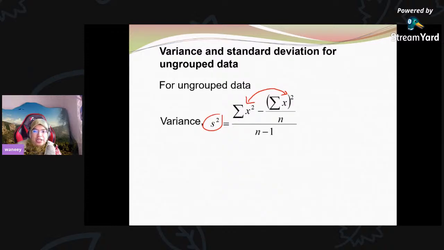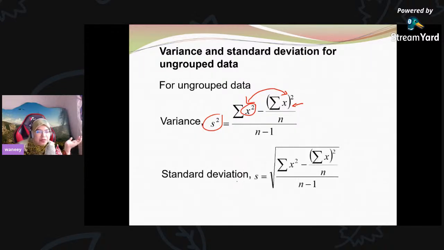For the first one, this is the summation of X square. That means for each X, you should square them first before you add them. Meanwhile, for the second one, you should add all the X first before you square. So it's either you square first before you add, or you add first before you square.